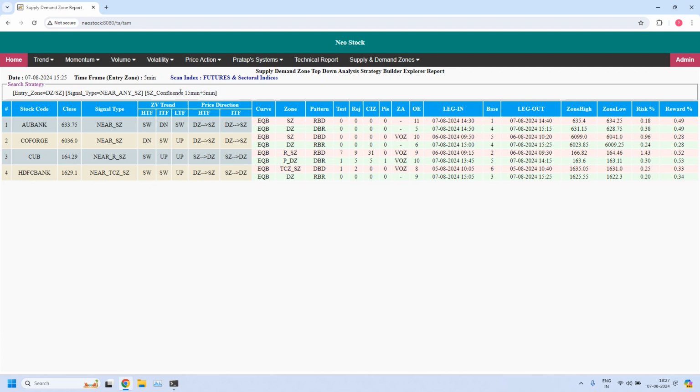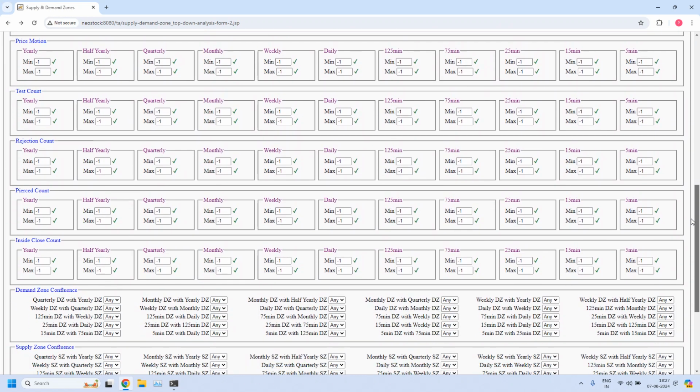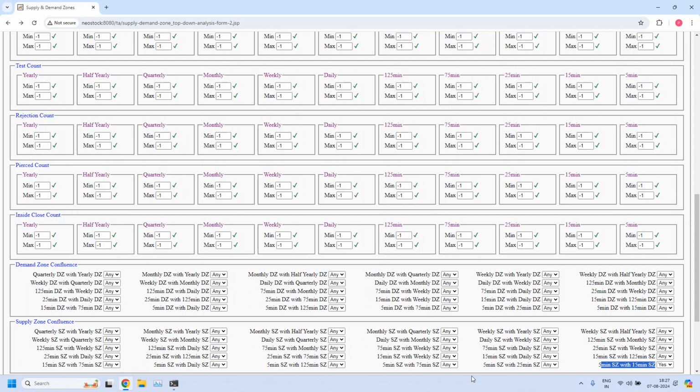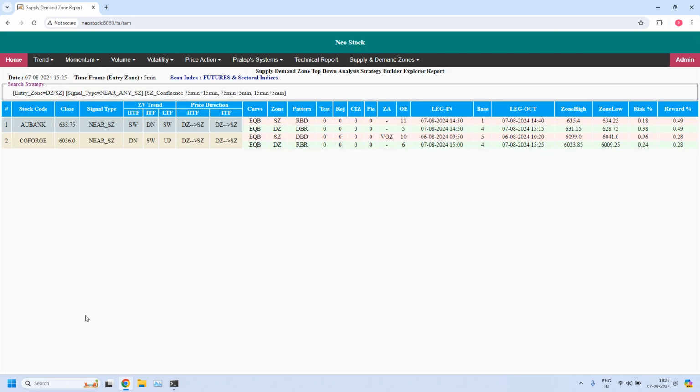Now we will also look for 75 minutes confluence, that is HTF confluence. Out of those 4, any of them are having HTF confluence. So 5 minutes with 75 minutes supply zone we enabled, and also ITF and HTF, 15 minutes and 75 minutes confluence is also enabled. Let us verify. So out of those 4, 2 stocks are having confluence with LTF, HTF and ITF. So here supply zone confluence.